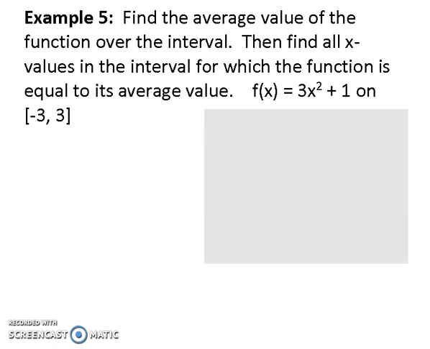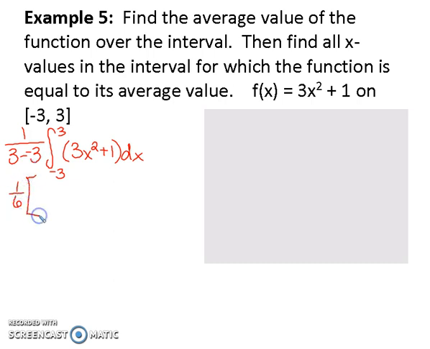So I'm going to use my formula exactly. My integral is going to go from -3 to 3 for the function 3x squared plus 1. But since they want average value, I have to stick 1 over b minus a in front. So 1 over 3 minus -3. So that's going to become 1/6, and then I'm going to multiply that times this integral once I evaluate it.